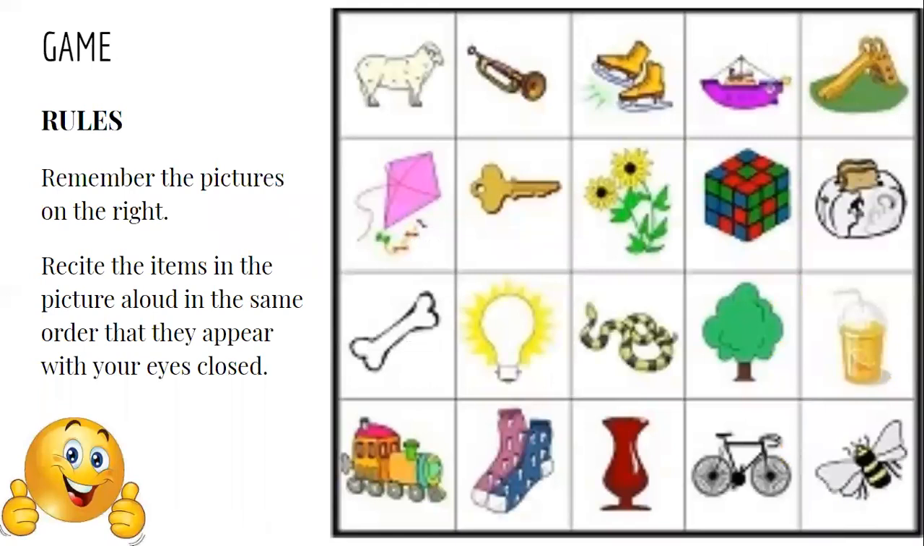To be interactive in this presentation, we have a small game for you all to play. The rules of the game are to list out the items in the pictures on the screen. So it's like a sheep, trumpet, roller skates, boat, slide, kite, key, flowers, and so on. And you have to recite the items in the picture aloud in the same order that they appear without looking at the picture. Let us know in the comments how you were able to do that, and if you were able to remember all of it.